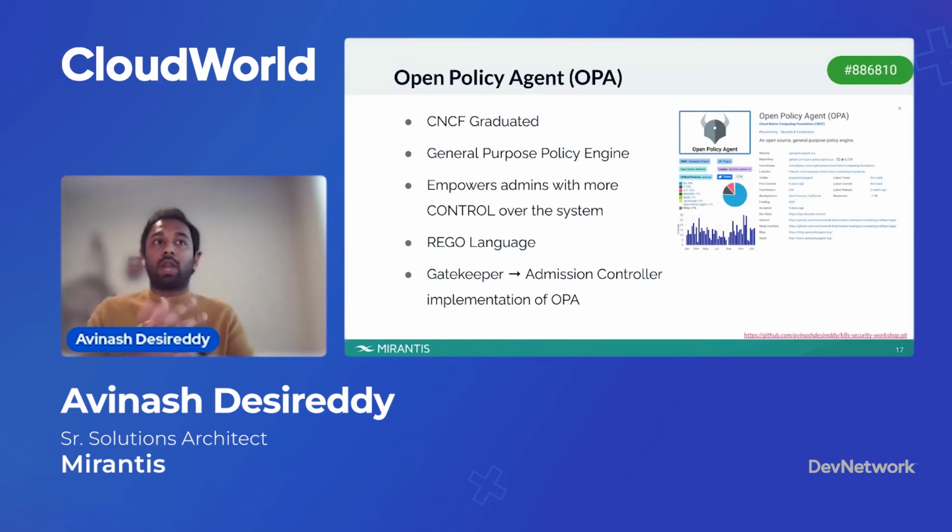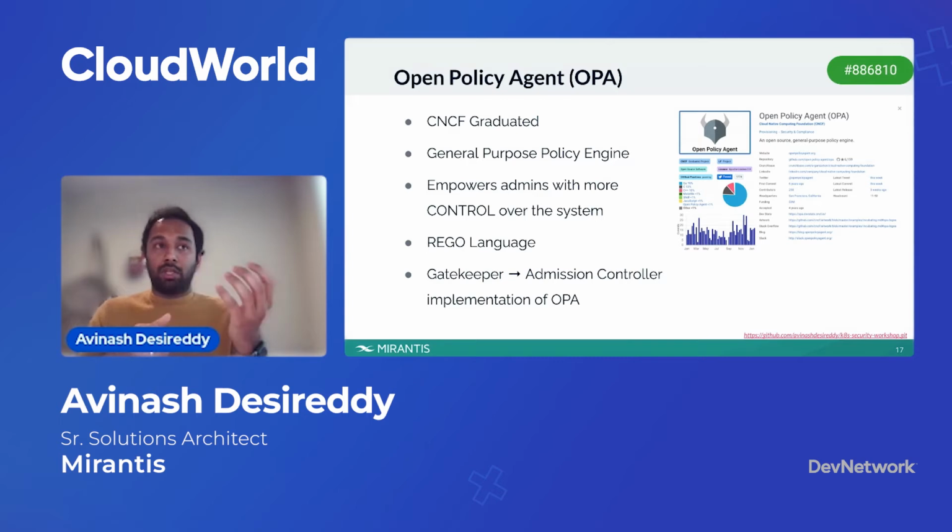OPA is a CNCF graduated project, and it is a general purpose policy engine. That means it gives the ability to decouple decision-making logic from policy enforcement. We can design our entire microservice, and at some point if we want to enforce a certain policy, we can take the OPA library and embed it or inject it in our application, so it can intercept our user requests and make a decision to allow or deny them.